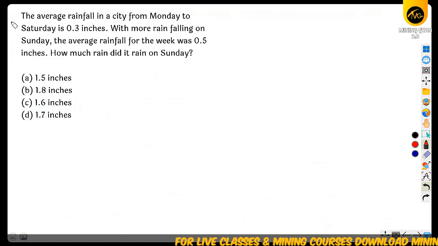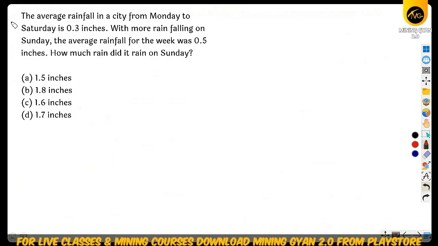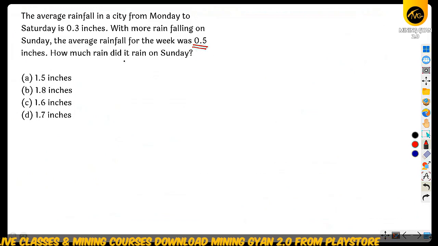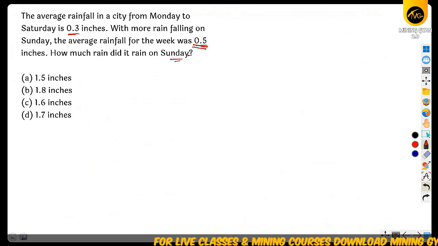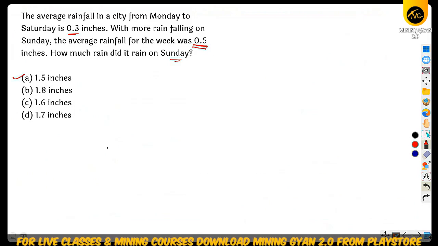Okay, the average rainfall in a city from Monday to Saturday is 0.3 inches. With more rain falling on Sunday, the average rainfall for the week was 0.5 inches. Now, initially the average rainfall is 0.3 inch. With more rain falling, the average will be 0.5 inch. How much rain fell on Sunday? So basically, it is asking how much rainfall there was on Sunday. So basically, we have to calculate the rainfall on Sunday. The options available are 1.5 inch, 1.8 inch, 1.6 and 1.7 inch.